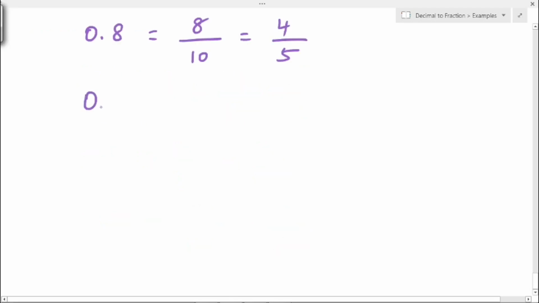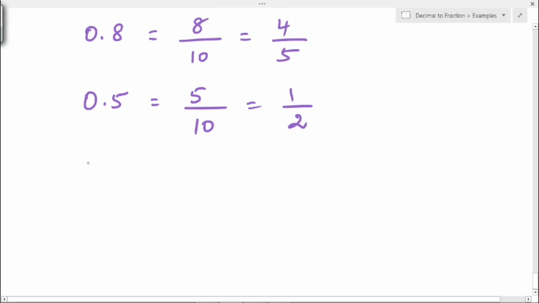Next, suppose we have 0.5. This is very simple, that is 5 divided by 10. You write the 5 in the numerator, divided by 10, because after the decimal point we have only one number. So 5 by 10 is nothing but 1 by 2. If you divide by 5, you will get 1 by 2. So the fraction value of 0.5 is 1 by 2.